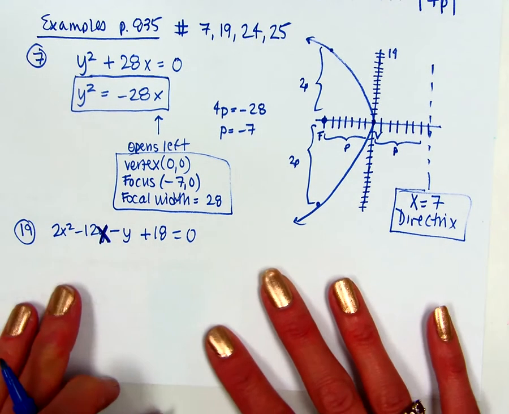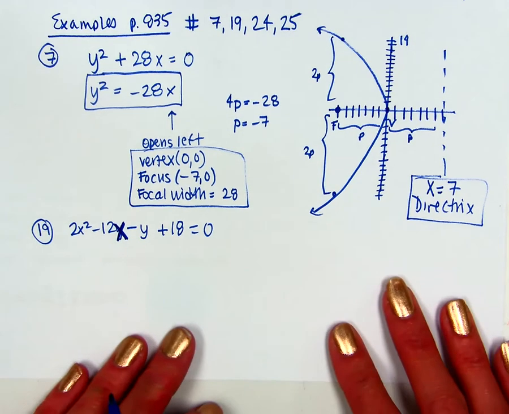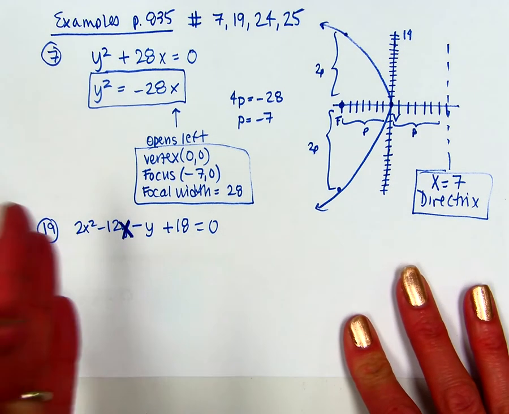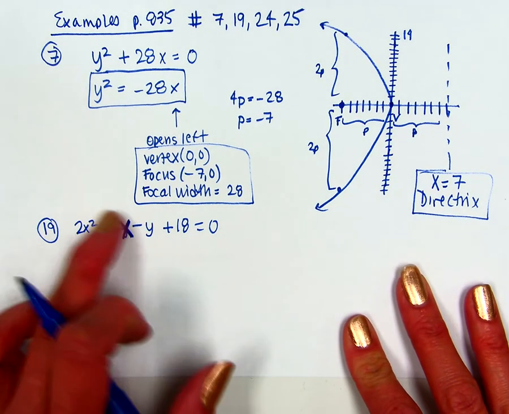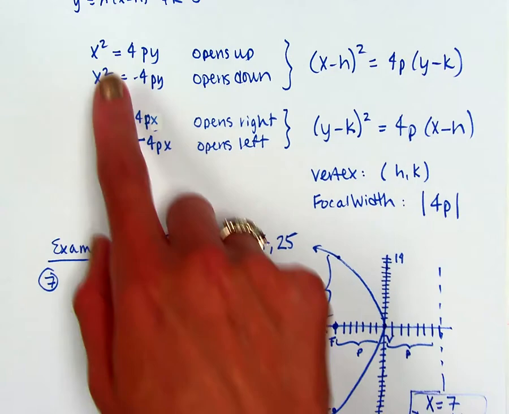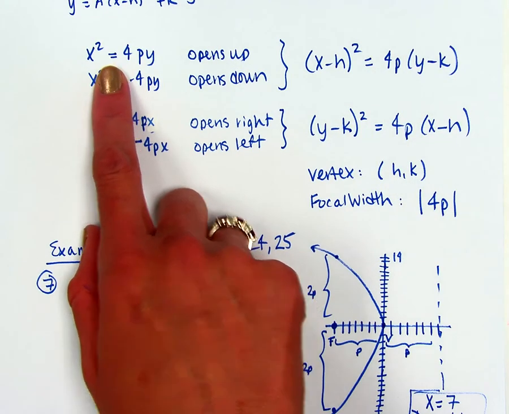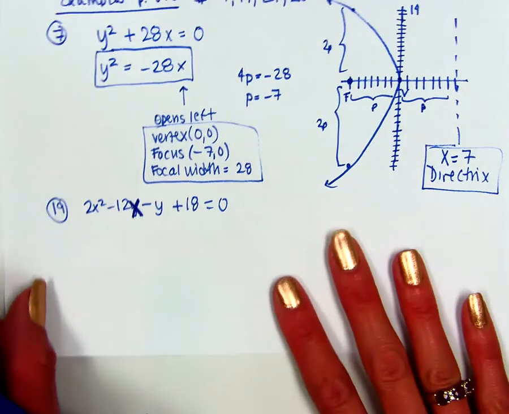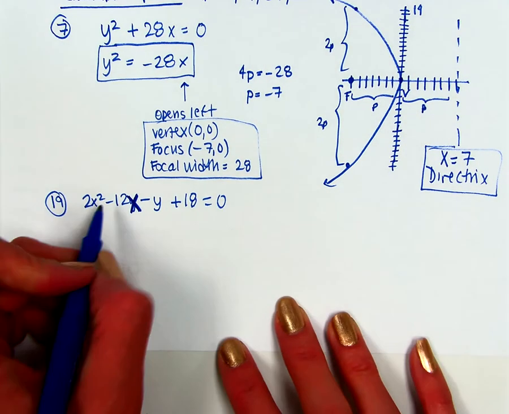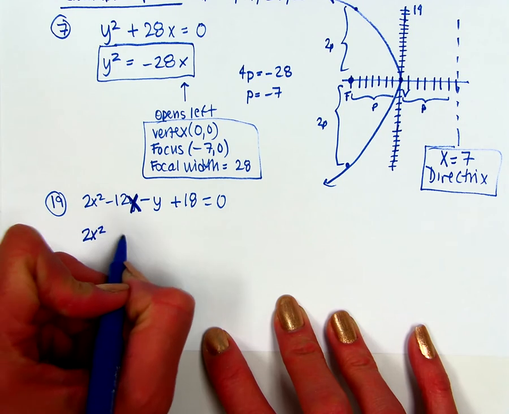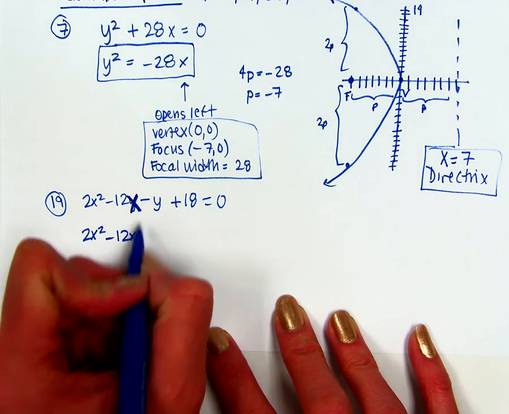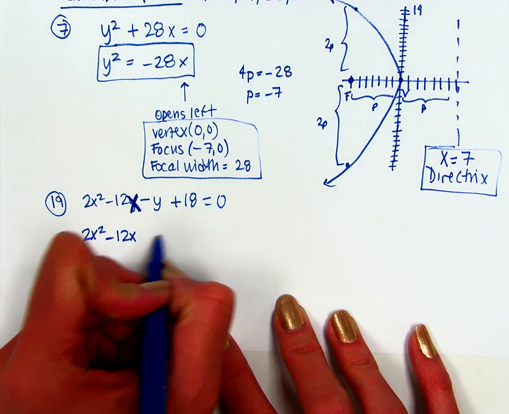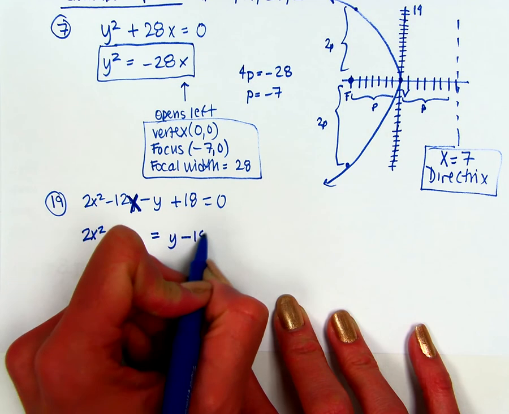All right, so I know that it's a parabola because only one of my variables is squared. So I need to figure out which variable is being squared. That's my x's. So I know that I'm going to try to get it into this format. Since it has more than just x squareds, I know I'm going to have a vertex that's not at the origin. There's this x term here. All right, so I'm going to keep the 2x squared and the negative 12x over here on the left side. I'm going to move the y and the 18 to the right side.